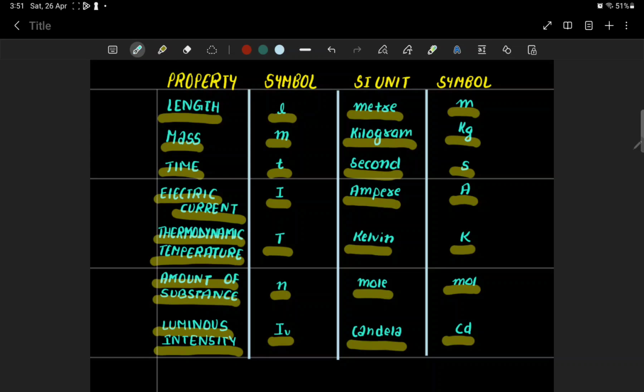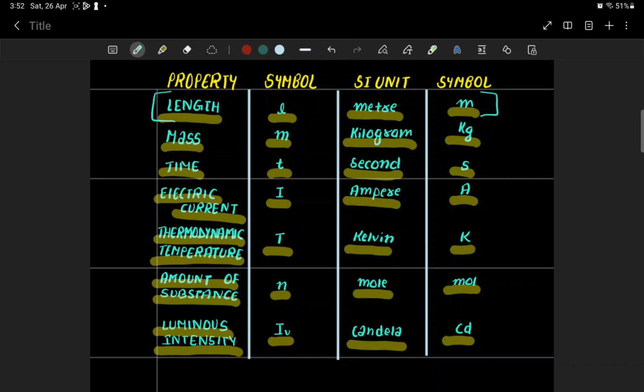In NCERT you can find the definition for all of these. For example, the standard that is used to note the measurement for meter, all those definitions are given. If you want to further understand this, you can quickly go through the definition in your NCERT.